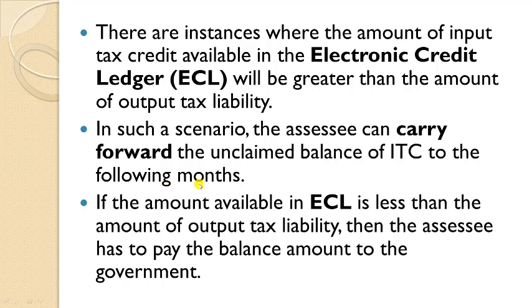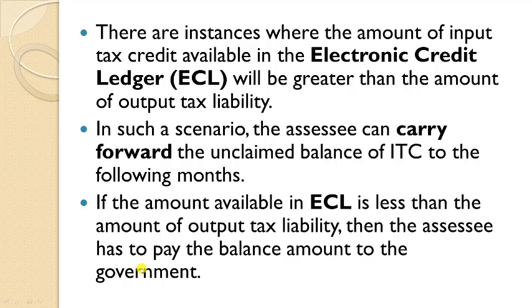That is, as I gave you the example, your output tax liability is rupees 500. There is rupees 600 input tax credit available in electronic credit ledger. So once you set off output tax liability of 500 rupees, you'll have a balance of 100 rupees in electronic credit ledger. This rupees 100 can be carried forward. If the amount available in electronic credit ledger is less than the amount of output tax liability, then the SSE has to pay balance amount to the government.